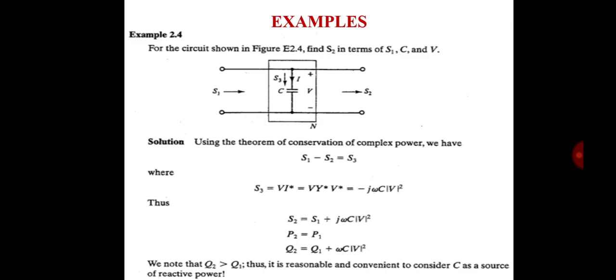Now P2 is equal to P1, and Q2 is equal to Q1 plus omega C into V square. The real parts are the same, so we consider the imaginary part. Q2 is equal to Q1 plus omega C into V square. We note that Q2 is greater than Q1. Thus it is reasonable and convenient to consider C as a source of reactive power. Okay.